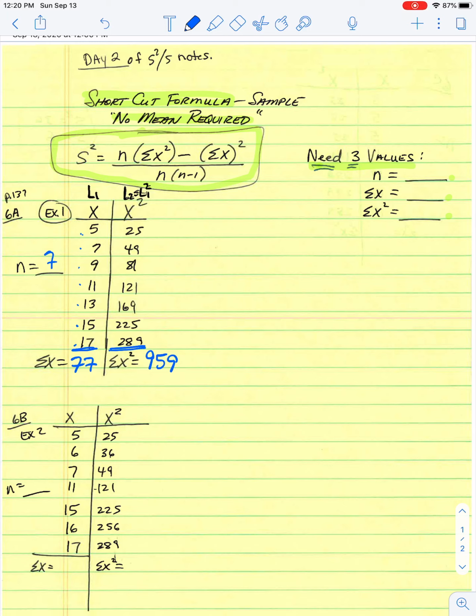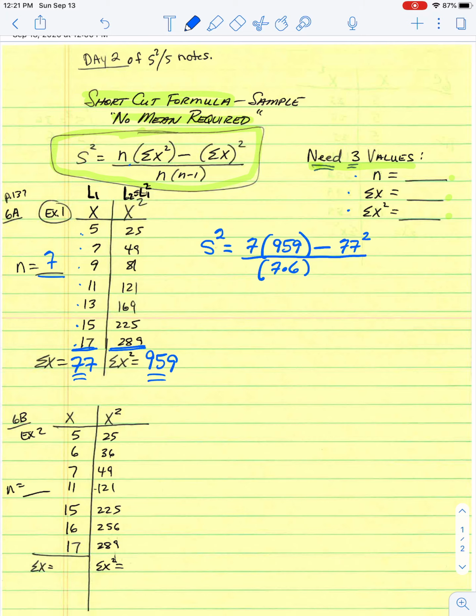Okay, so then to calculate my variance, s squared, I have my n, my sum of the x's, and sum of the x squareds. 1, 2, 3 values that I needed. All right, so the formula says start with n. So I'm going to do 7 times the sum of the x squareds, which is 959, minus the sum of the x's squared. And then that's all over n, which is 7, times n minus 1, which is 6. And I'm going to put that in parentheses.